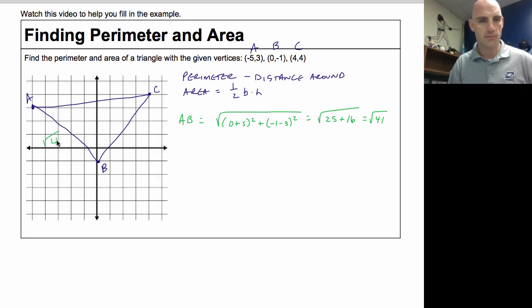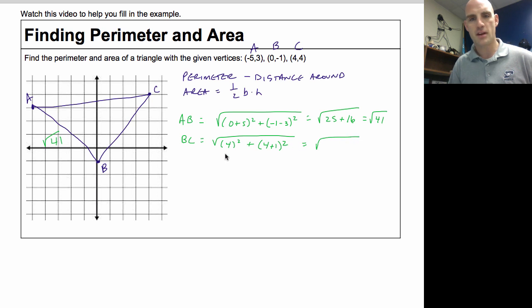So this is root 41. Okay, so I'm just going to keep going. So AB was this. So now I'm going to go BC. I'm just going to go straight around the triangle, keep everything straight. BC. So I'm going to have 4 minus 0, which is 4 squared, plus 4 minus -1, so that'd be 4 plus 1 squared. And that's going to be 16 plus 25. Oh, that's pretty cool. All right, 41.